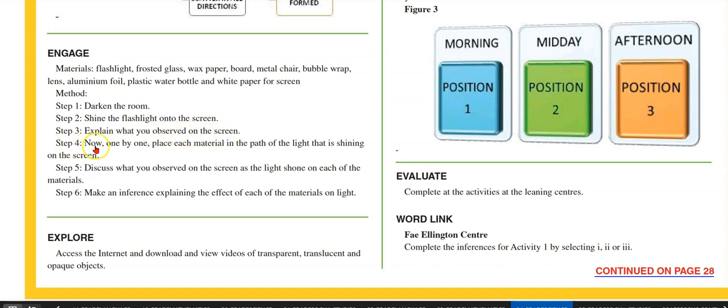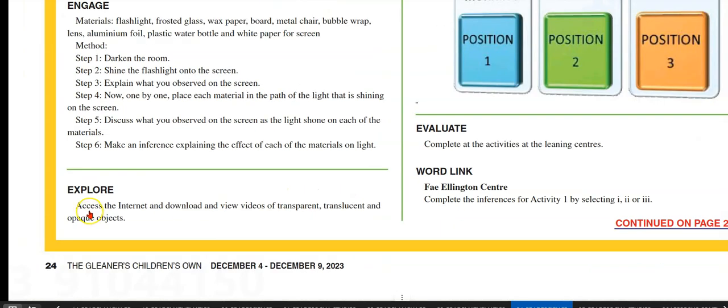Step 4, now one by one, place each material in the path of light that is shining on the screen. Step 5, discuss what you observed on the screen as the light shone on each of the materials. Step 6, make an inference explaining the effect of each of the materials on light. You can explore by accessing the internet and downloading and viewing videos on transparent, translucent, and opaque objects.